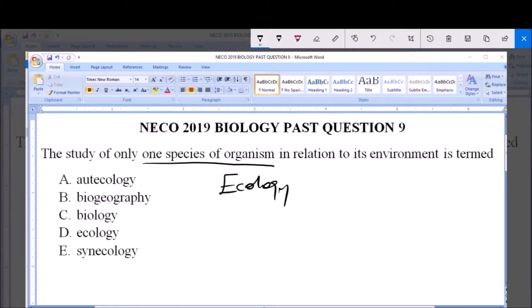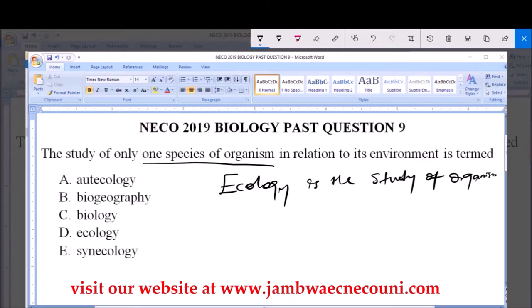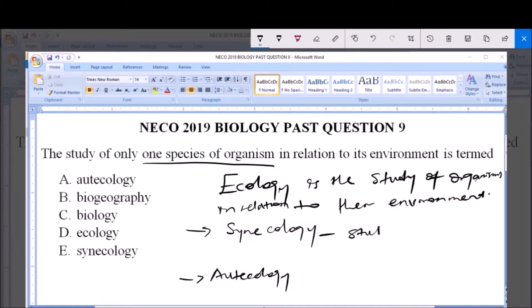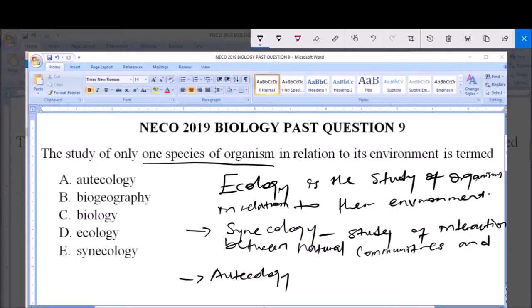It is known that ecology is the study of organisms in relation to their environment. Now ecology is divided into two, basically synecology and autecology. Synecology here deals with the study of the interaction between natural communities and their environment.